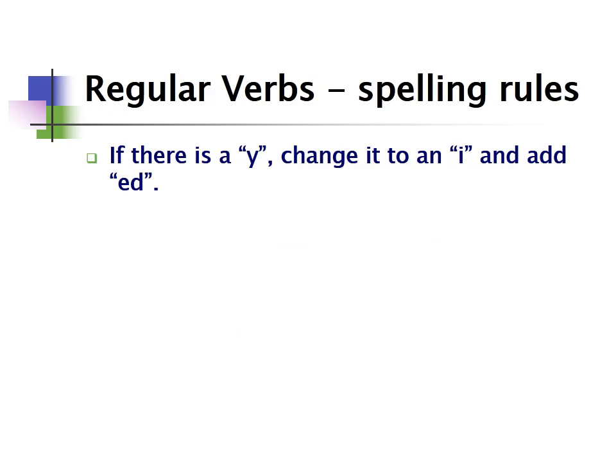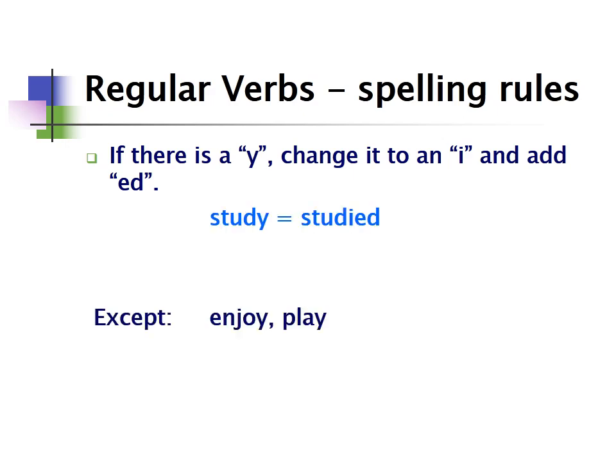If there's a Y, you change it to an I and add ED when the Y is an I sound, like study, studied. But when the Y has a Y sound, it's acting like a consonant. Enjoy, play, these are Y sounds, and so you simply add ED.